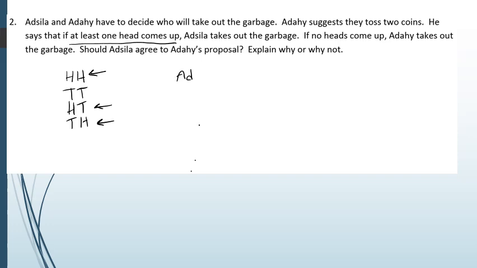So Edsila has 3 possible outcomes out of the 4 that are going to lead to her taking out the garbage. Adahi only has 1 outcome, 1 out of the 4, that's going to lead him to have to take out the garbage. So I don't know, would you agree to this plan? I don't think I would. You want to talk here about how those outcomes are not equally likely, so it's not a very fair system.